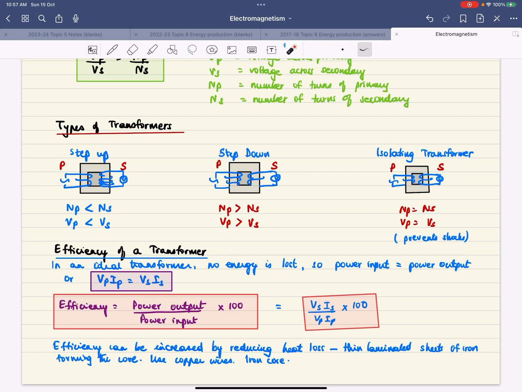Now, how can you increase efficiency? You can do that by reducing heat loss. So you can have thin laminated sheets of iron that form the core, and you can use copper wires as well as an iron core. What does the iron core do? Iron is magnetic, so it guides the lines of flux from one coil to the other.